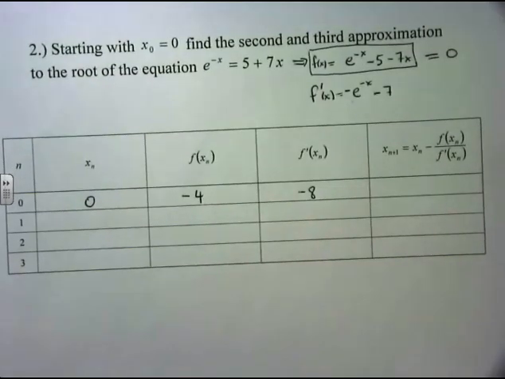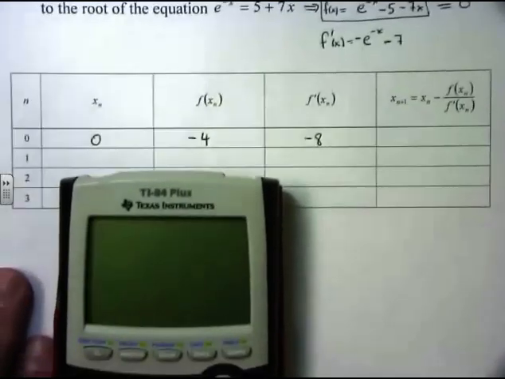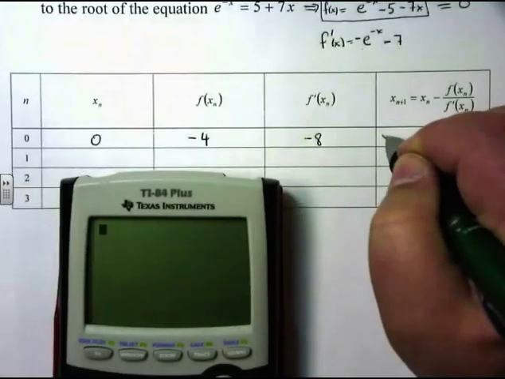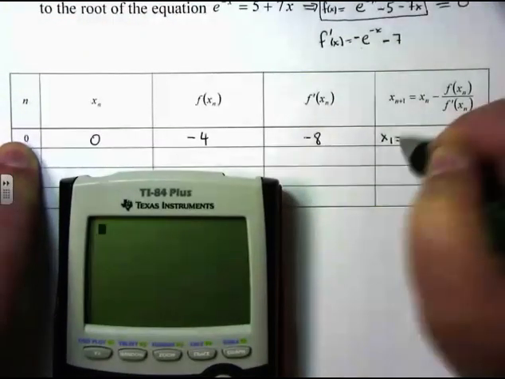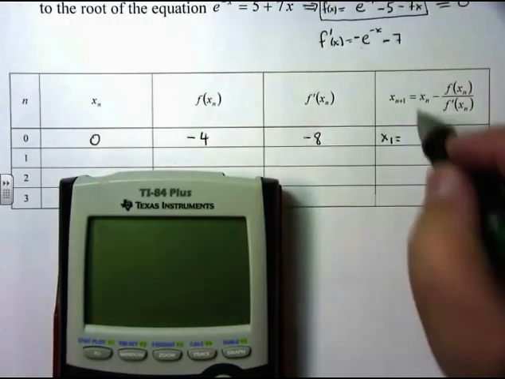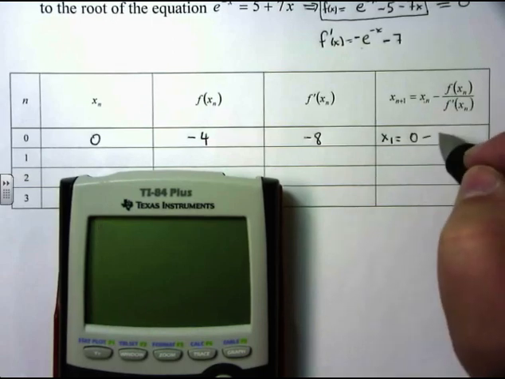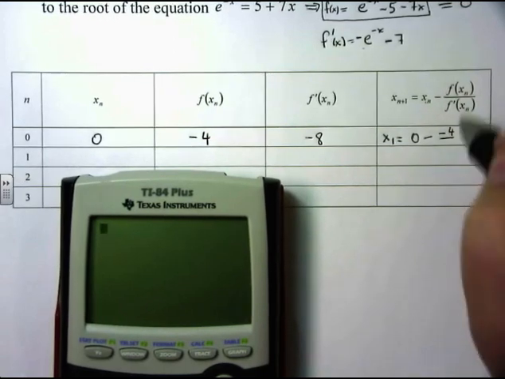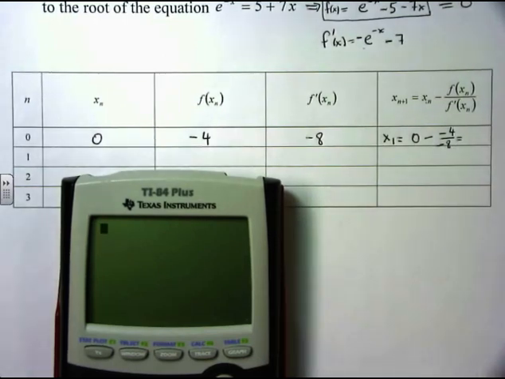So now, plugging it into my little formula here, I'm just going to go ahead and put my calculator down and show you what I'm doing here. Remember, this one's the easy one, so this will be your next iteration up. This was the 0 iteration of the guess, so the first iteration would be 0, minus the functional value, watch your signs, minus negative 4, over the derivative, negative 8.